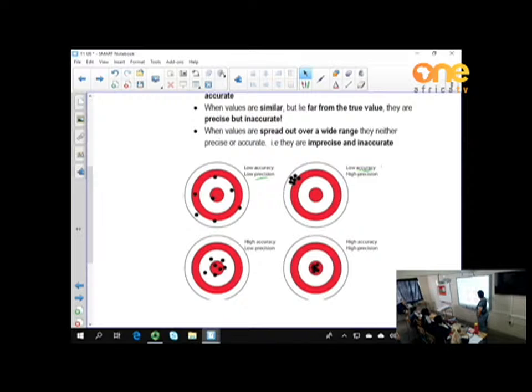Here, my accuracy wasn't good because I didn't hit the bull. But it was very precise because all my shots are concentrated in one place. Here we have high accuracy because they're almost all in the bull, but they're not grouped tightly together, so not very precise. And over here, high accuracy and high precision: I hit the bull, and all my readings are close together. So they are precise.